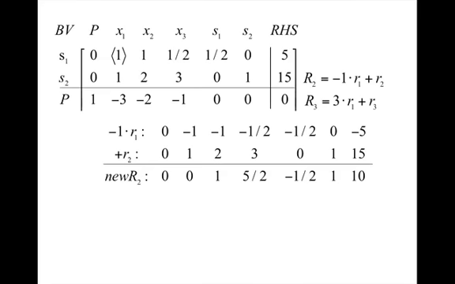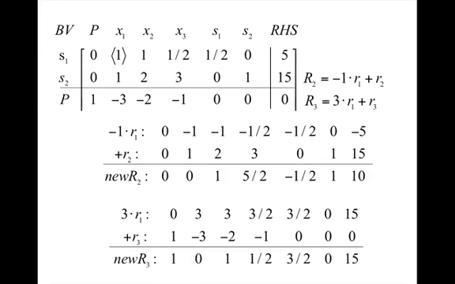So I begin: -1 times row 1 gives me 0, -1, -1, -1/2, -1/2, 0, and -5. Then I add this to row 2, and this gives me my new row 2. 0 plus 0 is 0. -1 plus 1 is the 0 that I wanted. -1 plus 2 is 1. -1/2 plus 3 is 5/2. -1/2 plus 0 is -1/2. 0 plus 1 is 1. And -5 plus 15 is 10.